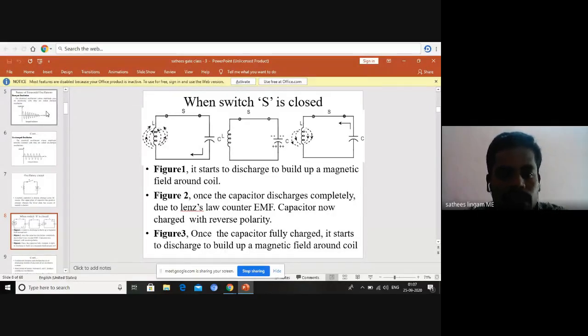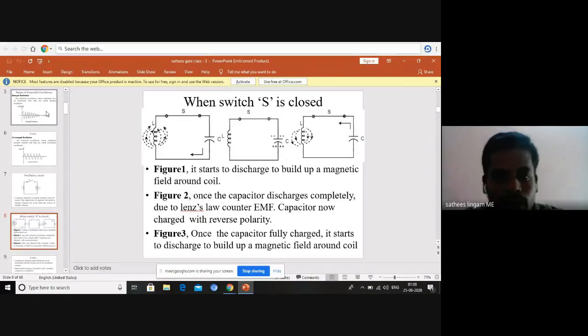Now the second part: the capacitor is completely discharged. Once it is completely discharged, there is the back EMF, or counter EMF. This kind of back EMF is also generated in our DC motors. For that reason they put a bypass capacitor in between. If you belong to electrical, you will come to know that. That is back EMF.